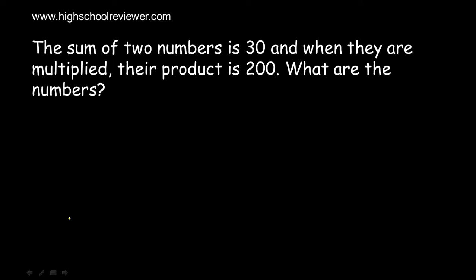Okay, so next we have here the sum of two numbers is 30, and when they are multiplied, their product is 200. What are the numbers? In solving this kind of problem, we have to analyze the statements. Let's go back to the statement, the sum. We have here the sum of two numbers is 30. We know that one number plus the other number will give us 30.